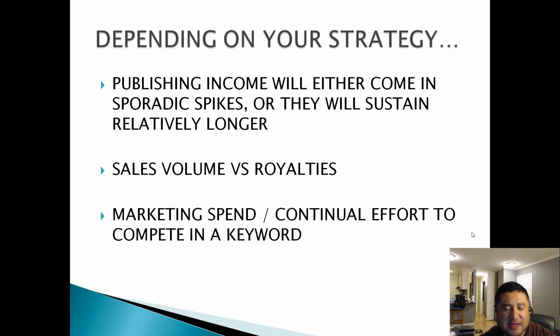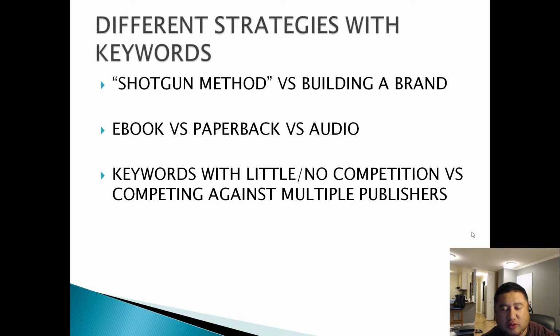Now, nothing I showed here in this slide is going to be the wrong approach for your business. You can make a lot of money with any combination of these strategies put together. So let's say you want to use the shotgun method, you want to specialize in paperback, and you want to compete against multiple publishers. You can make a lot of freaking money, okay? Likewise, you can choose to build a brand with a certain keyword or niche. You can be the audiobook specialist, and you can choose keywords with little or no competition, but you might find are kind of popular. You can make money doing that too.